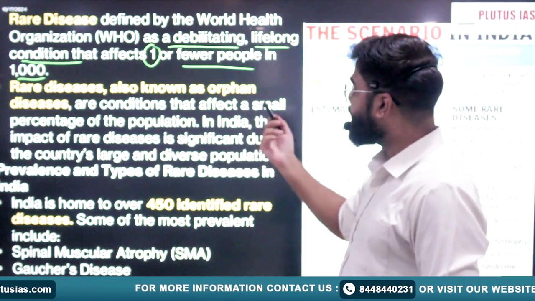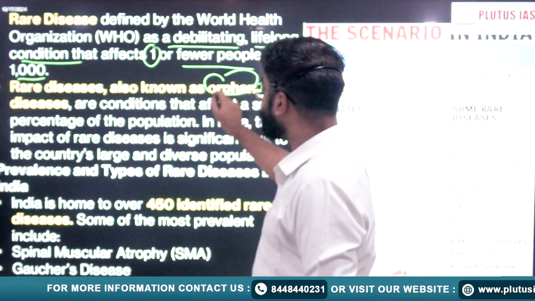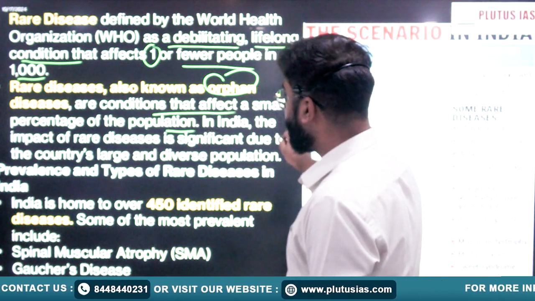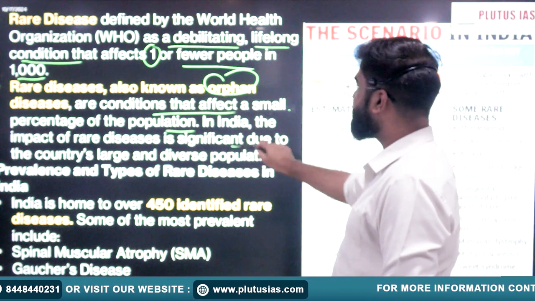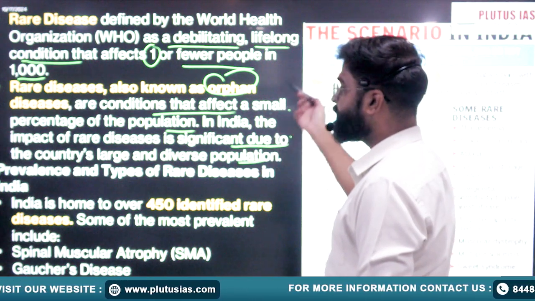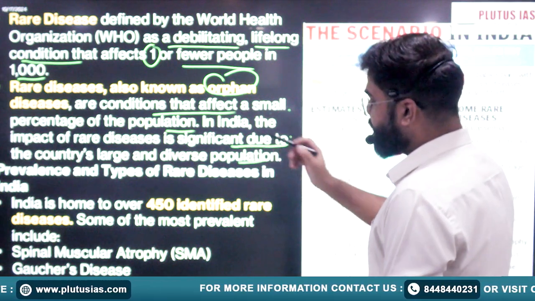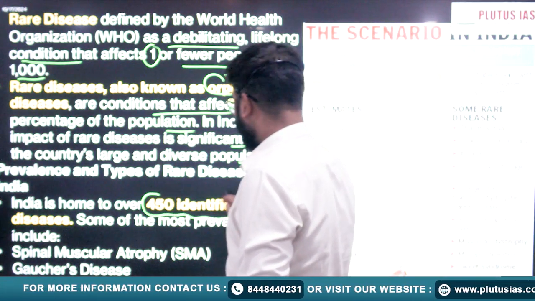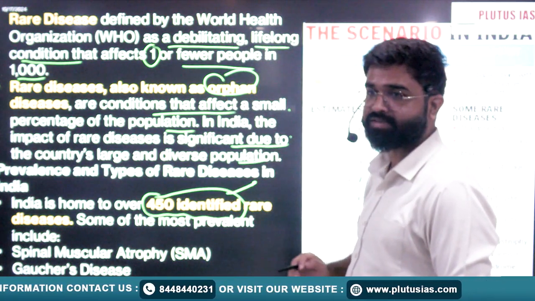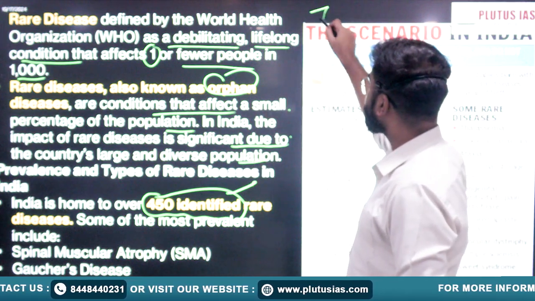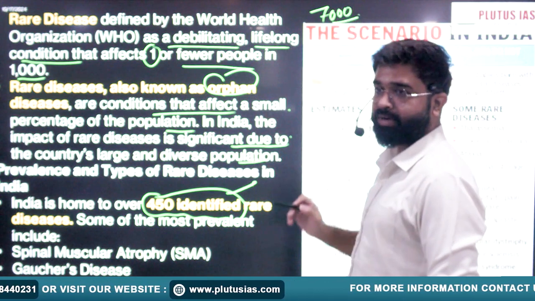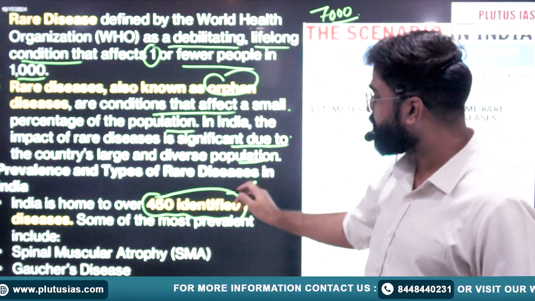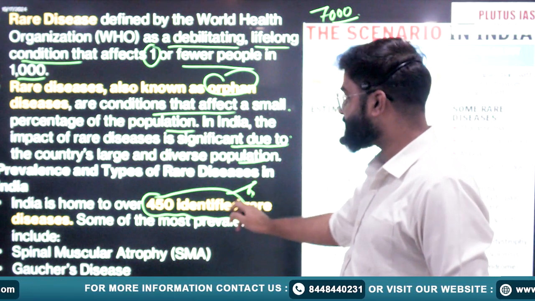WHO ne. Rare diseases, also known as orphan diseases, are conditions that affect a small percentage of the population. In India, the impact of rare disease is significant due to the country's large and diverse population. Prevalence and types of rare disease. India is home to over 450 identified diseases. Overall, toh kitni hai? 7,000. But out of 7,000, in India we identified 450 diseases.